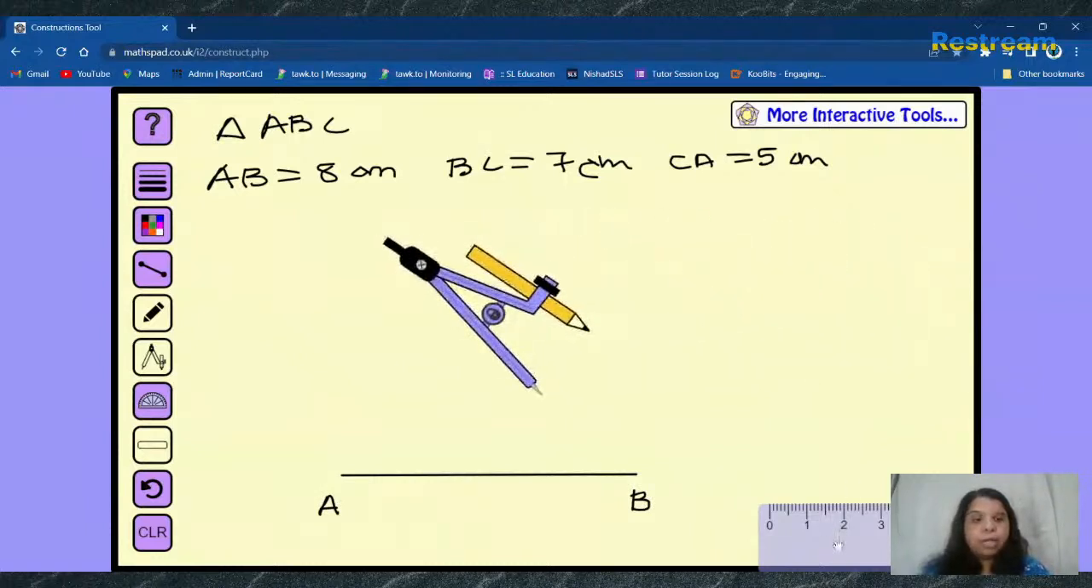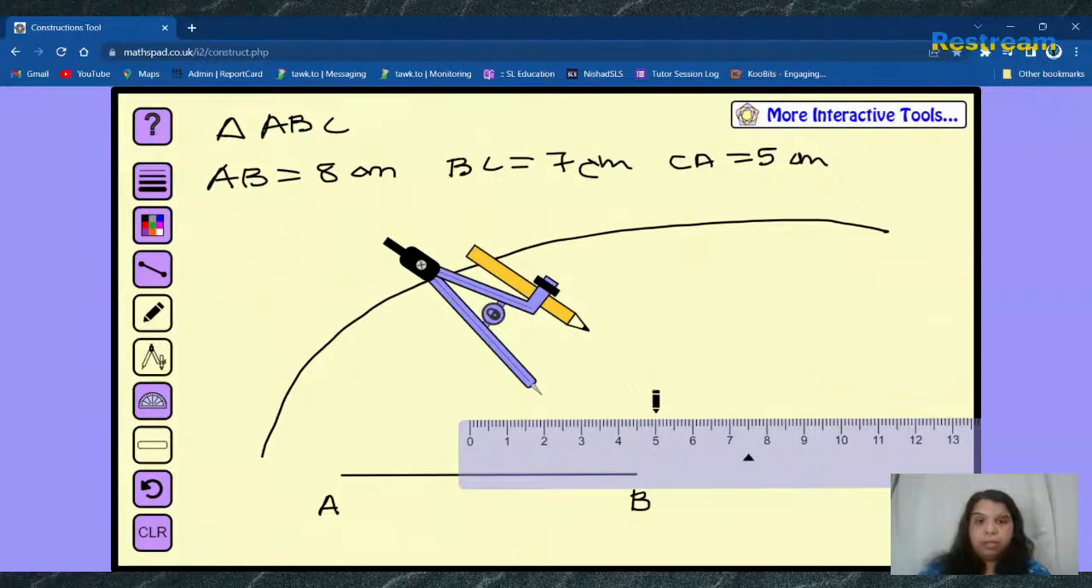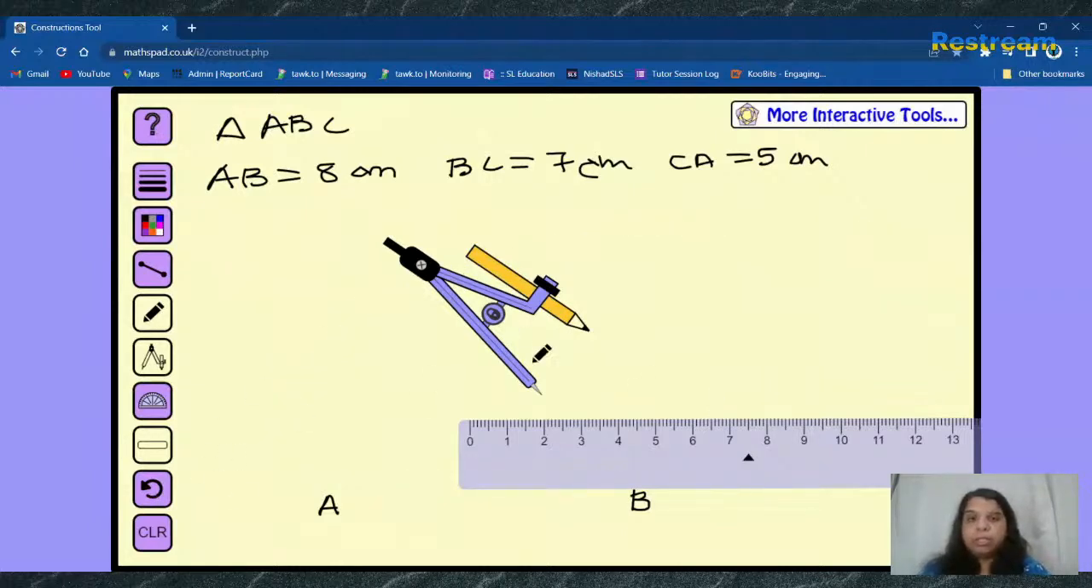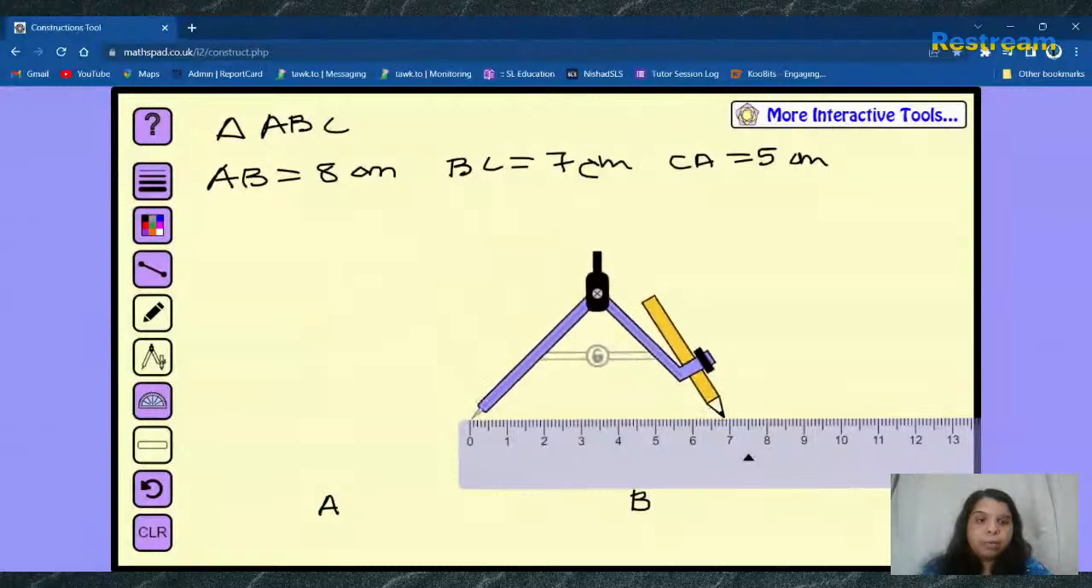So I'm going to take my compass and now I'm going to draw line BC. For that, I know that line BC is 7 centimeters. So it can lie anywhere in this region, 7 centimeters away from B. Okay. So what I'm going to do is, I'm going to take my compass, put it over here, and I am going to take a distance of 7 centimeters. Exactly 7 centimeters, not a millimeter less. Okay.